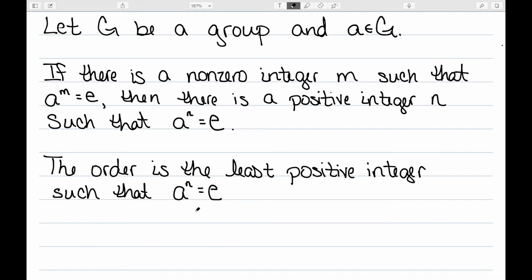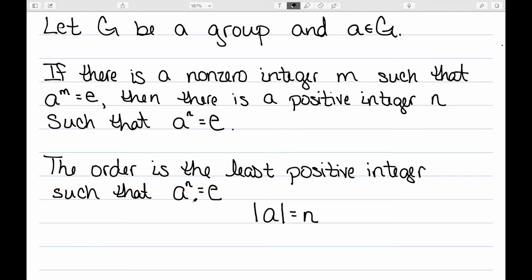The order of the element a is the least positive integer n such that a to the n is equal to e. And we denote that by vertical bars. We would say the order of a is equal to n. And if there's not a positive integer that gets us back to the identity, if a to the m is never equal to e for any non-zero integer, then we say it has order infinity.